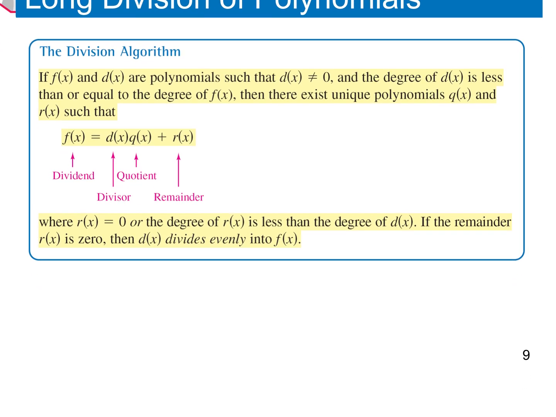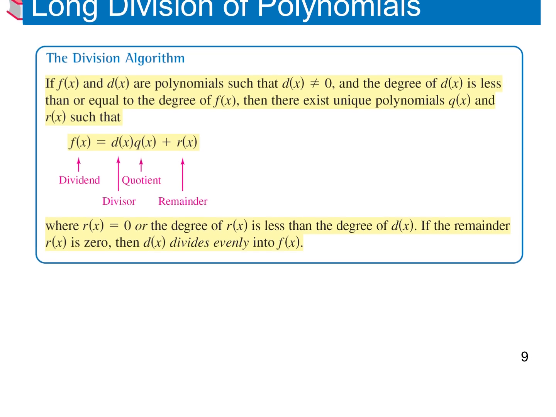So at the bottom of the next page, it says if the remainder is 0, then it divides evenly into our function. So if the remainder is 0, then it's a factor. Just like we did in the first example, when it divided evenly, we got a remainder of 0, then that term is going to be a factor of our polynomial.